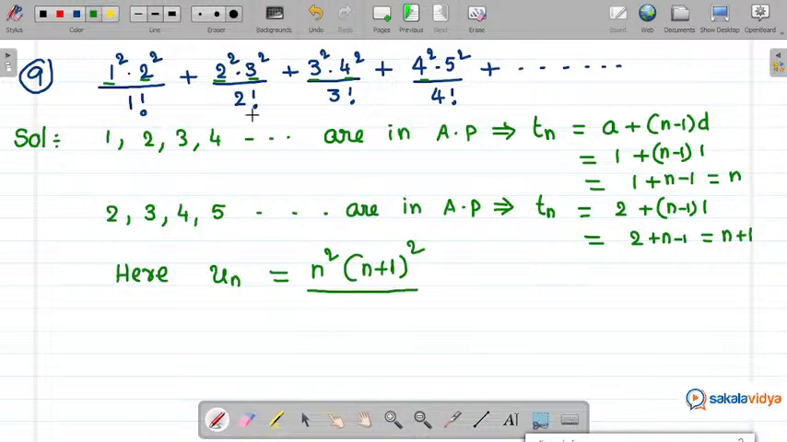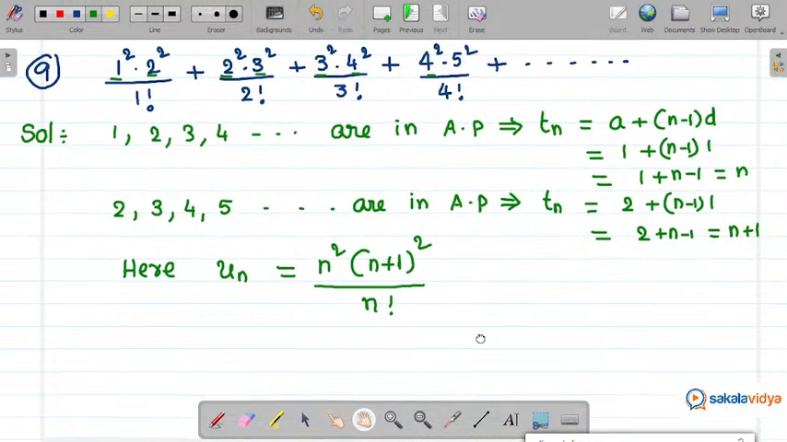Denominator: 1 factorial, 2 factorial, 3 factorial, 4 factorial. But 1, 2, 3, 4, its nth term is n. So 1 factorial, 2 factorial, 3 factorial, 4 factorial, the nth term is n factorial. By n factorial, write down. So this is our un. Now what shall we find out? Next, you need to find out un plus 1.